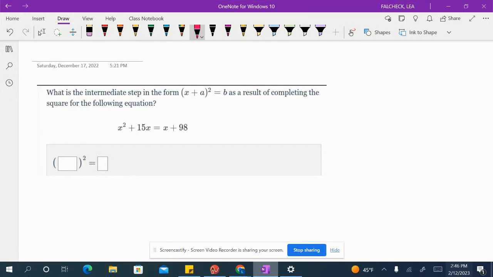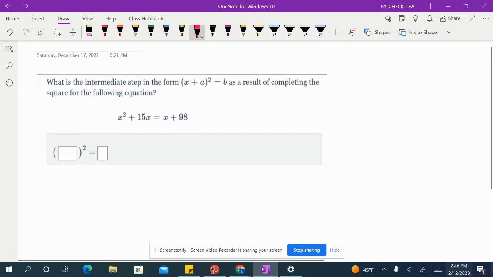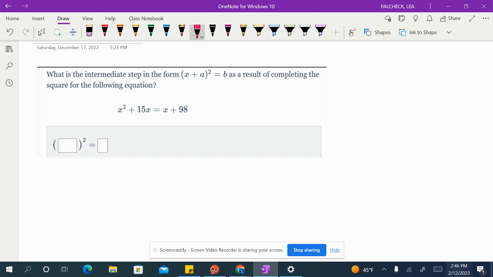Hello. Okay, this one is just asking you to complete the square, but then it's asking you to put it in a special form at the end.